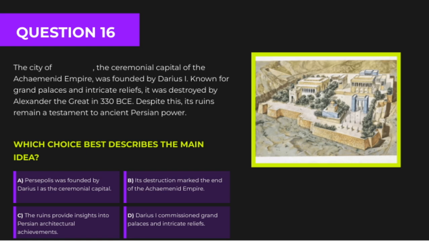Persian architecture and craftsmanship. The destruction marked a significant end to the Achaemenid Empire's prominence, but the remains continue to tell a story of an impressive and powerful civilization. So, in essence, Persepolis stands as a lasting testament to the grandeur and achievements of the Persian Empire.